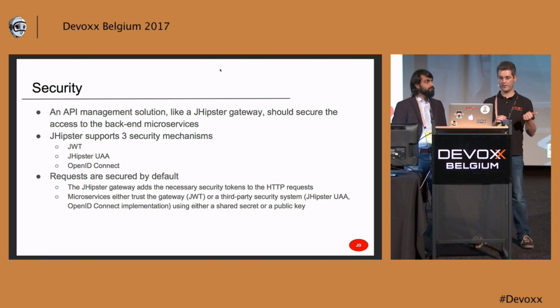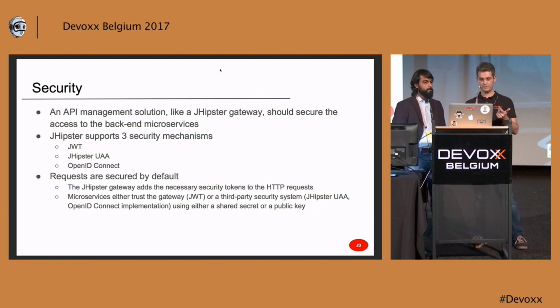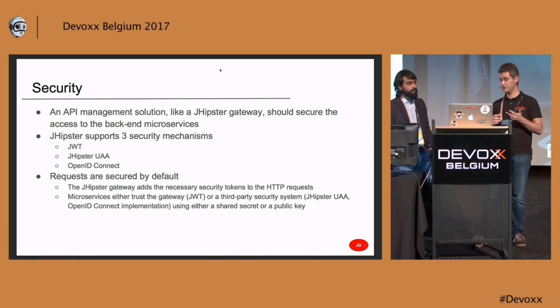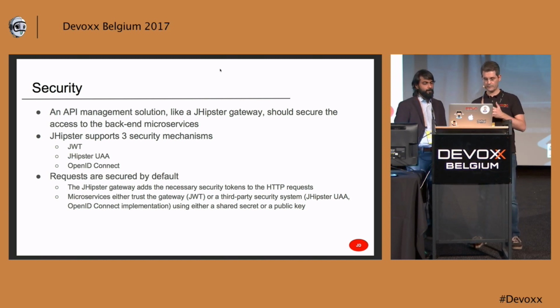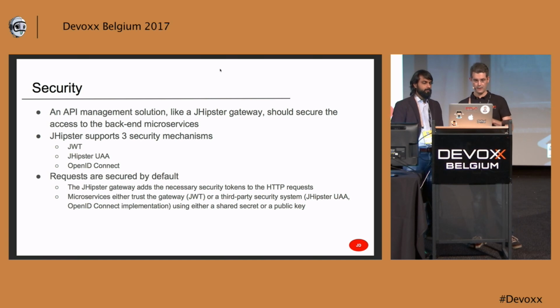The first one is JSON Web Token, which is what we have done first, which is very, very easily used. The second one is JHipster UAA, which is user authentication and authorization. We're going to detail them afterwards. And the third one is OpenID Connect, which is the new stuff that everybody wants today. We're going to detail each of them.